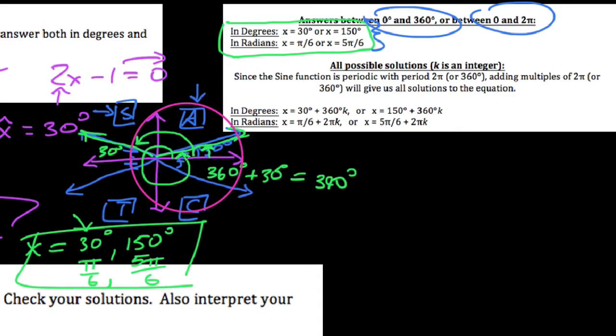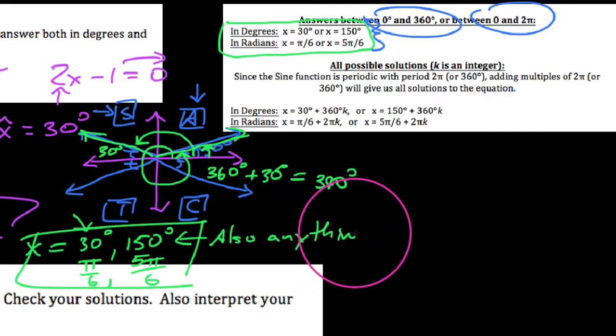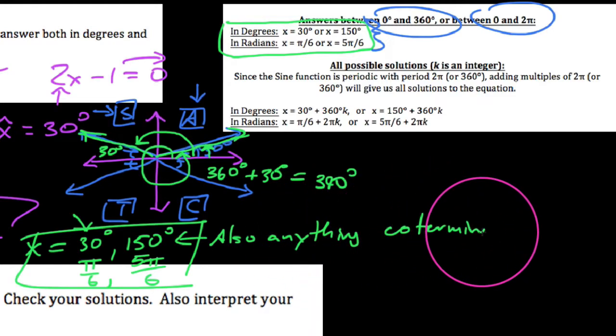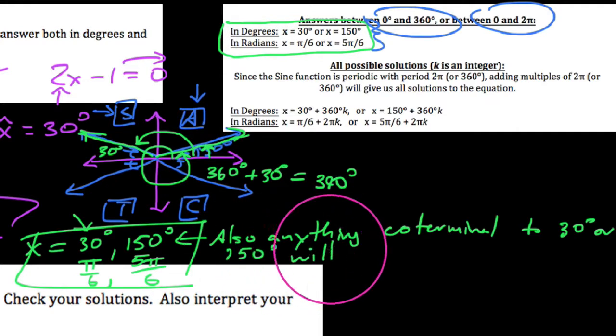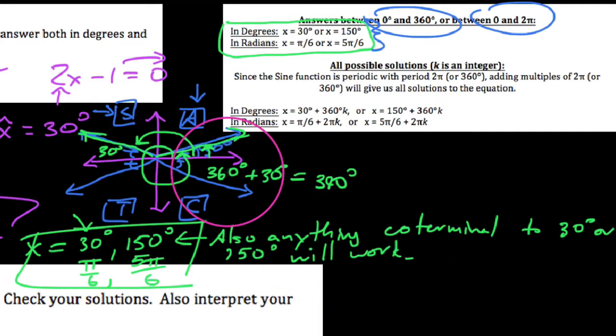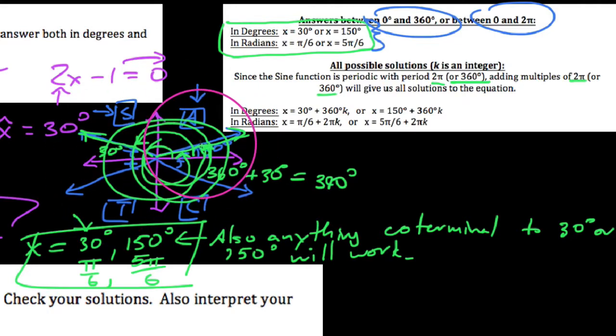So not only do 30 and 150 give us a sine value that comes out to be positive a half, but also anything coterminal to 30 degrees or 150 degrees will work. What this means is, since sine is periodic and has a period of 2 pi or 360 degrees, if I add multiples of 2 pi or add 360 degrees on top of the original angle, then 30 degrees plus another 360, I'm back here again, plus another 360, I'm back here again, plus another 360, I'm back here again.